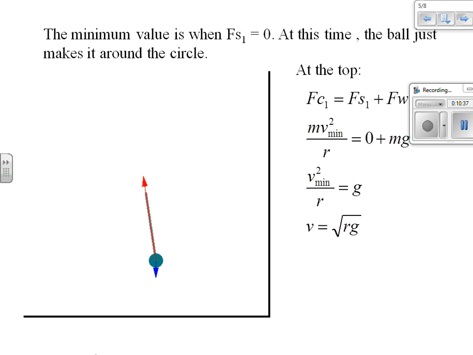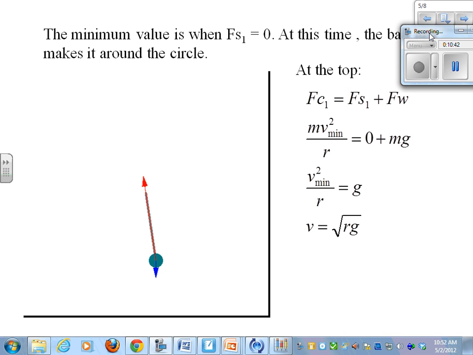So at the top, this is what you really need. The centripetal force at the top is equal to the string force plus the weight force, but the tension is equal to 0, so I put a 0 in there for my tension. And I got m v min squared over r is equal to mg, and guess what happens? The m cancels.